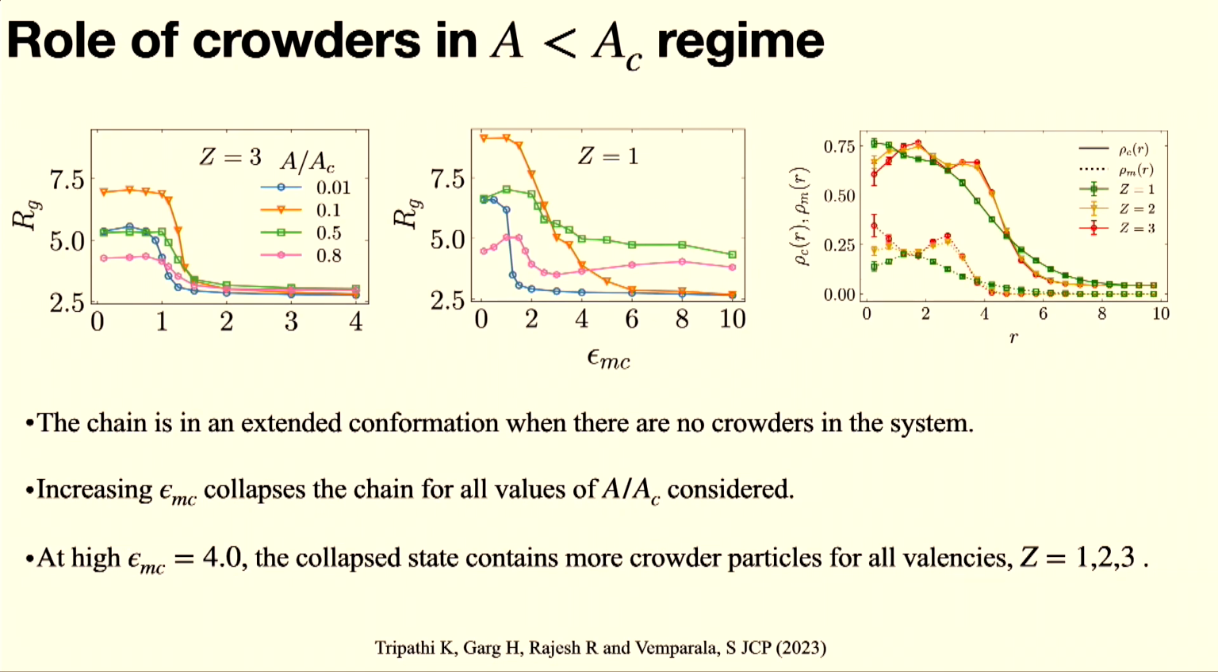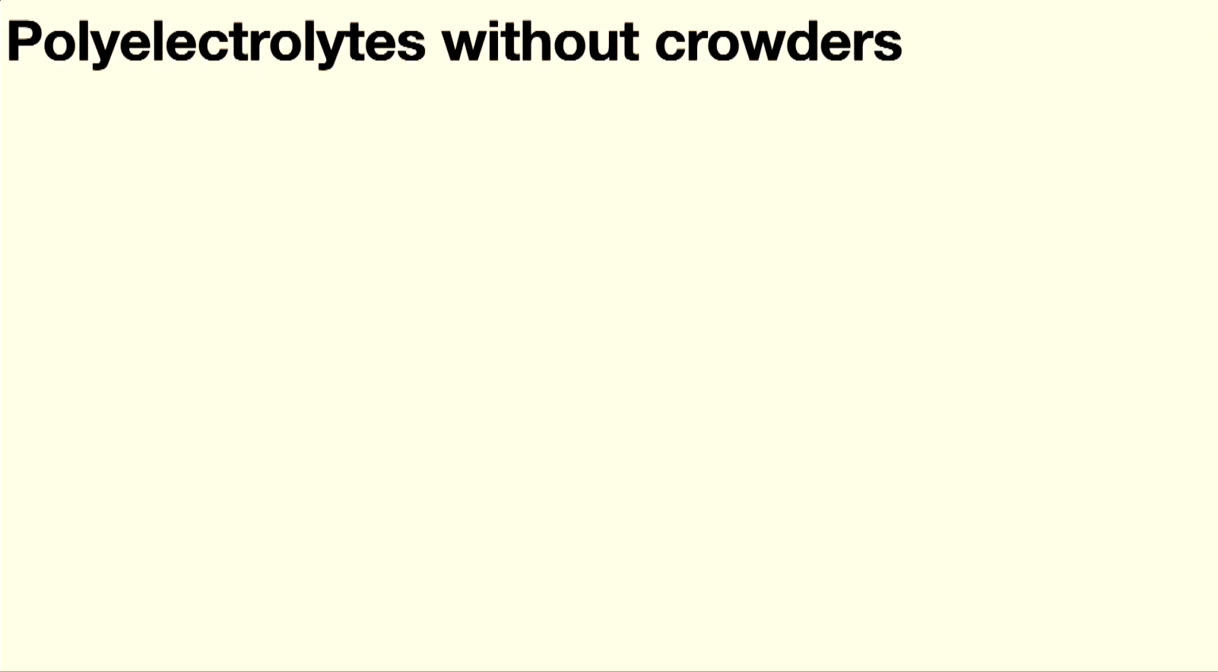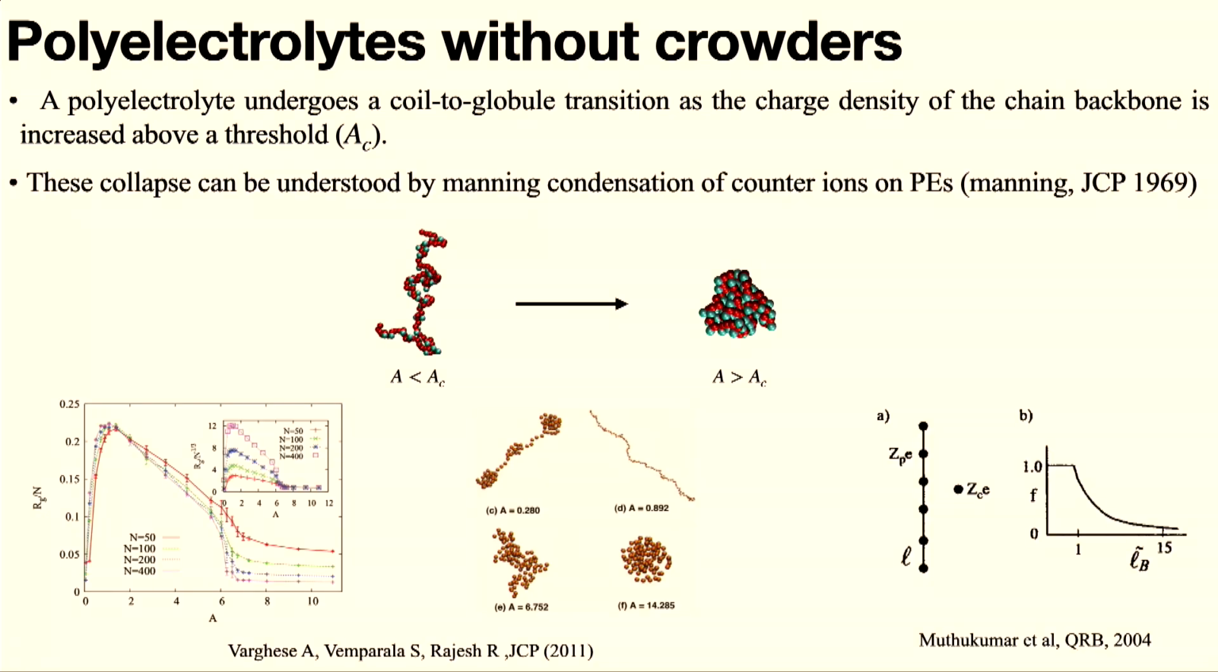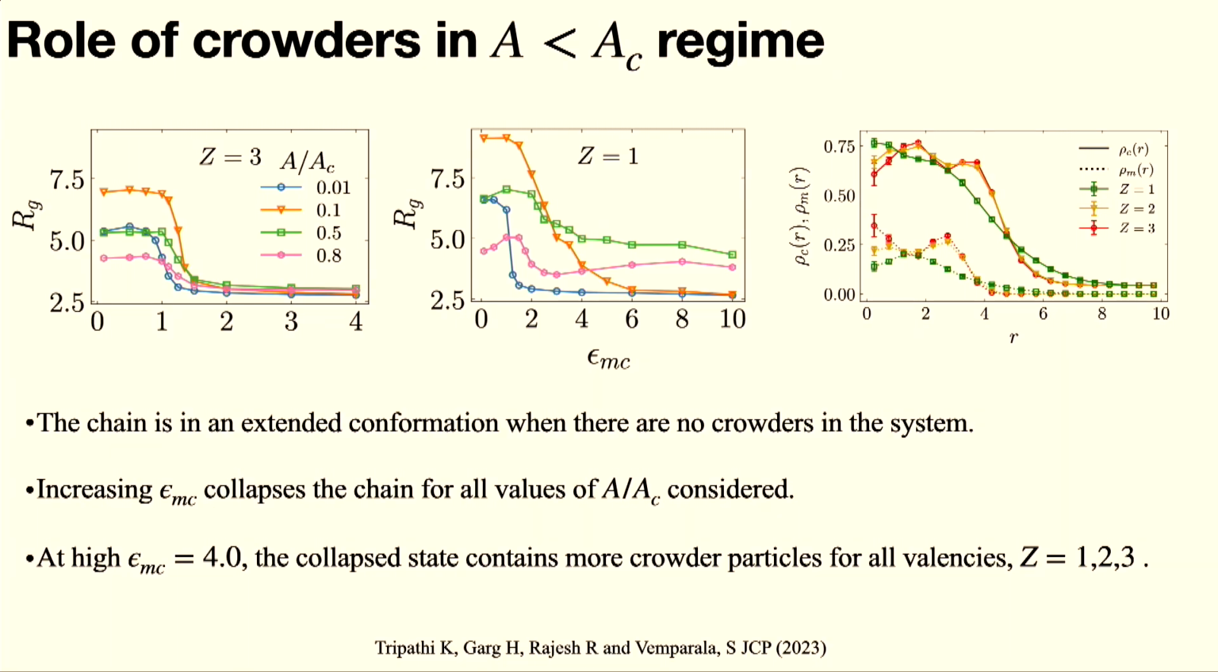Now, if we put Crowder inside that, we have two regimes, A less than AC and A greater than AC. A less than AC means when the chain was in the extended regime, when there was no Crowder, right? So if we put Crowders in and increase the attraction between the monomer and the Crowder, what we see is a nice, again, chain extended to collapse kind of behavior.